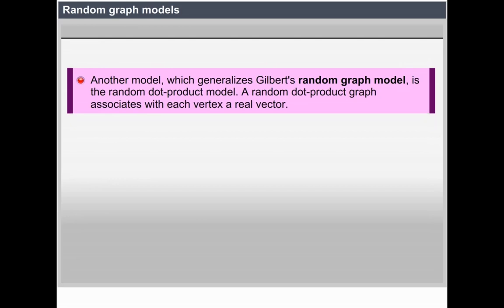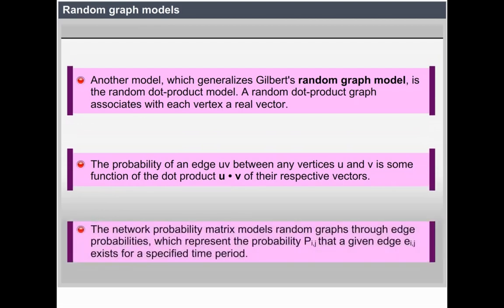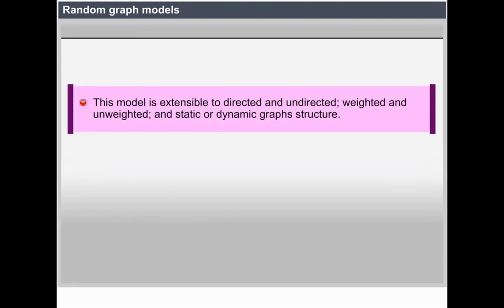Another model which generalizes Gilbert's random graph model is the random dot product model. A random dot product graph associates with each vertex a real vector. The probability of an edge uv between any vertices u and v is some function of the dot product u · v of the respective vectors. The network probability matrix models random graphs through edge probabilities, which represent the probability p_ij that a given edge e_ij exists for a specified time period. This model is extensible to directed and undirected, weighted and unweighted, and static or dynamic graph structures.